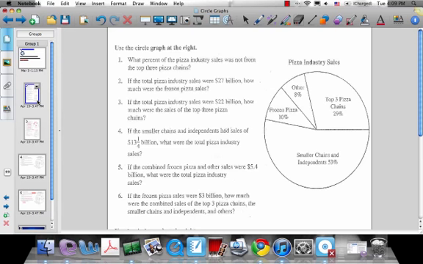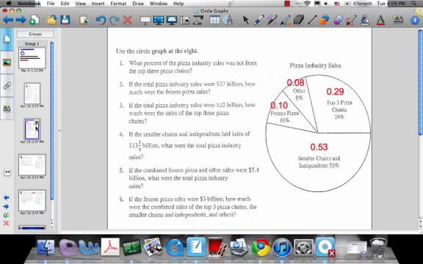What I tell all my students all the time when you're doing these, if you have a circle graph that has percents, you want to make sure that you convert all your percents into decimals like I did. So 10% becomes 0.10, and 8% becomes 0.08. 29% is 0.29, and last but not least, 53% is 0.53. Remember, you make a percent a decimal by taking the percent divided by 100, or you can simply move the decimal place 2 units to the left.